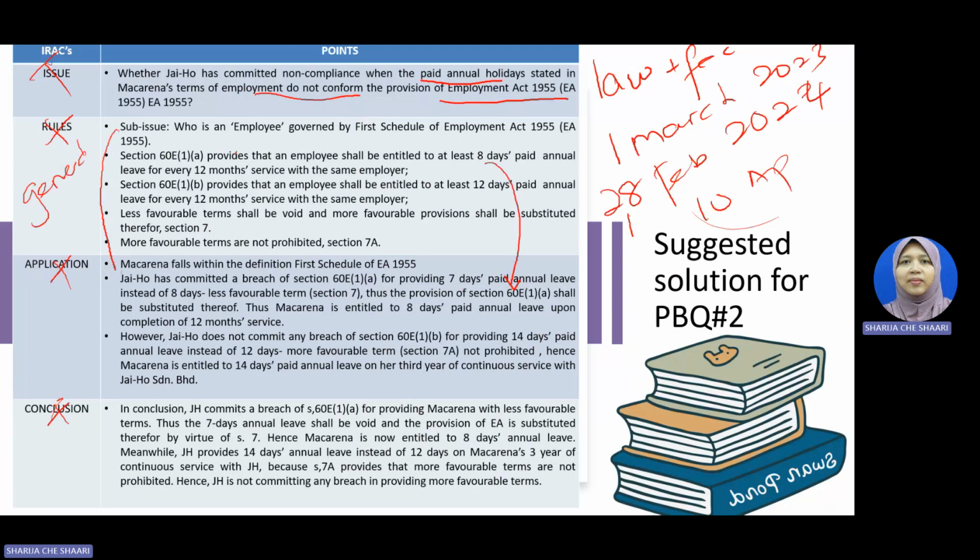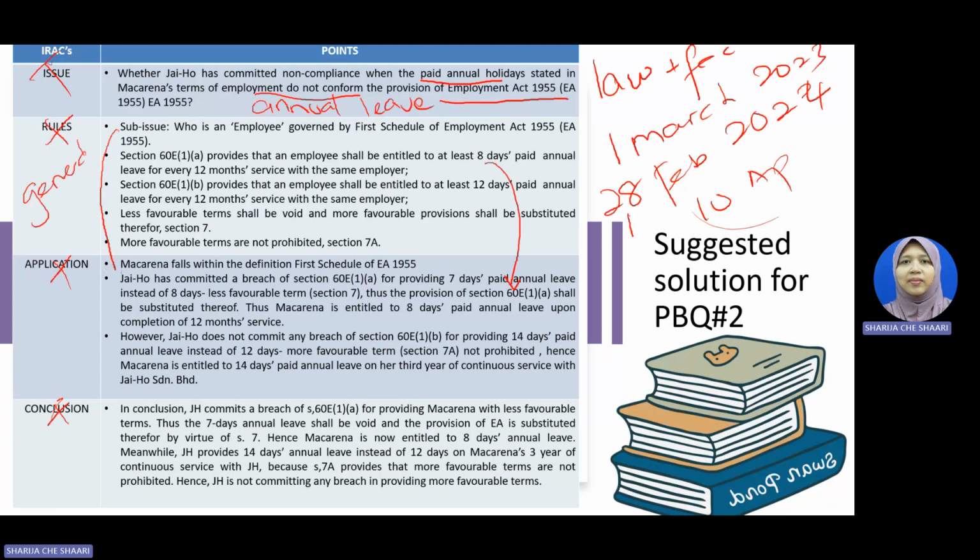So here, this is actually the main issue on annual leave. There are two sub-issues here. The second sub-issue would be: can the company provide 14 days instead of 12 days? So here you start to discuss that, based on Section 60E(1)(B), an employee is entitled to 12 days when she works 2 years and above.